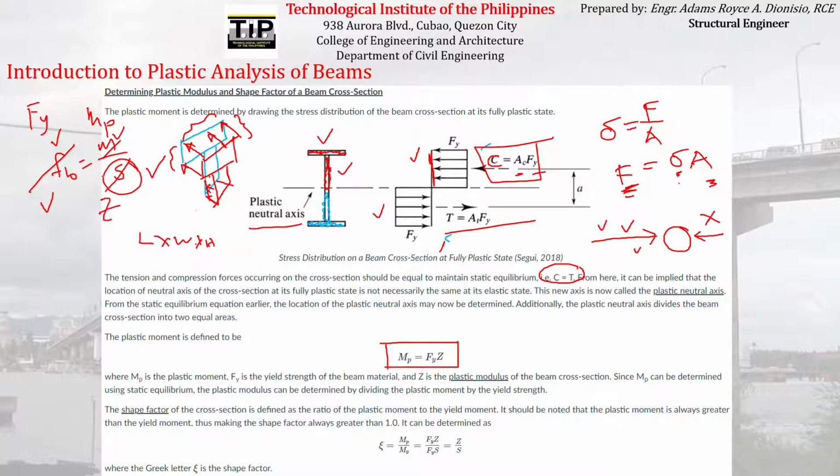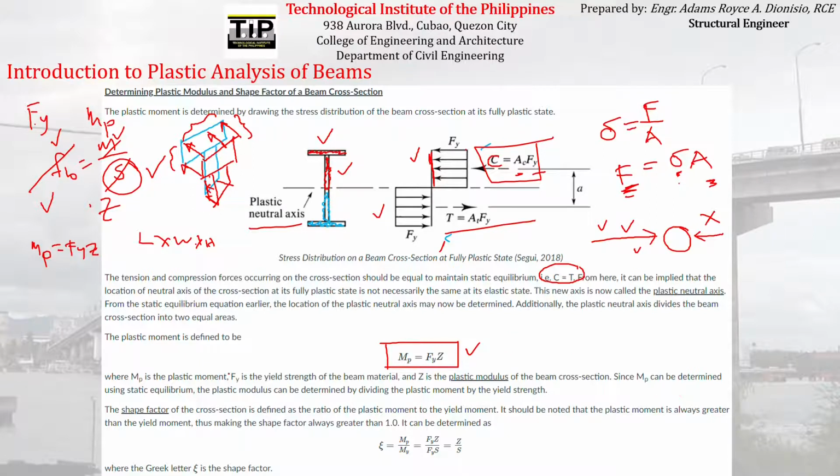plastic modulus. Okay, so kung ayusin mo lang yan, in terms of MP, kuhain natin siyang MP is equal to Fyz. So, minultiply lang to dito. So, that is the formula for finding the plastic moment. Where MP is the plastic moment, Fy is the yield strength of the beam material. Z is the plastic modulus of the beam cross-section. Yan nga, kakabanggit ko lang.